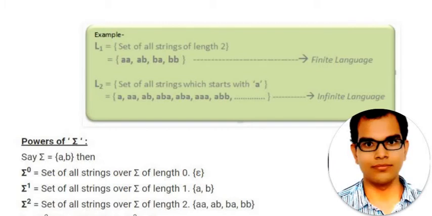ABA will come, starting with A. ABA again, suppose A, ABB will come, triple A will come. So all those strings that are starting with A will come. Here we cannot tell how many strings there are; that can be infinite. So if a set is having infinite strings, then we will say that language is an infinite language, because we cannot count how many strings are coming. For this reason, this one is an infinite language.